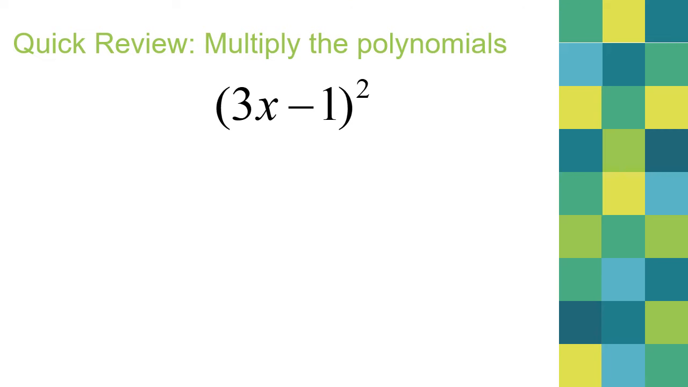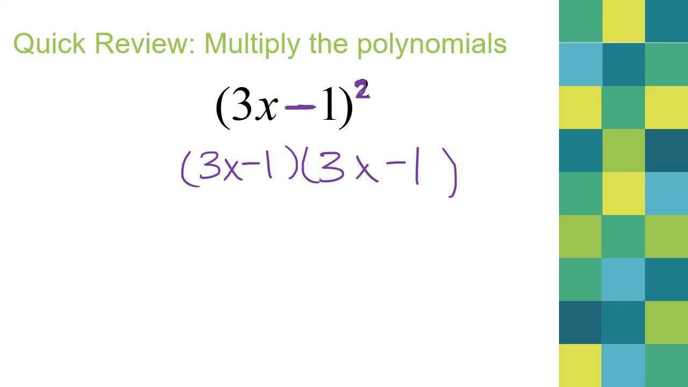Alright, before we begin talking about factoring, let's do a quick review of multiplying because they go hand in hand. In this case, again, do not distribute the squared. You cannot do that because you have a binomial. Instead, remember to think of it as multiplying by itself. And then choose your method of multiplying. If you need a review on this, see the other video on multiplying.